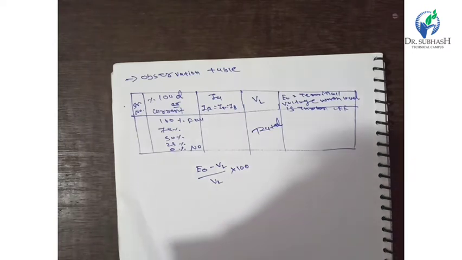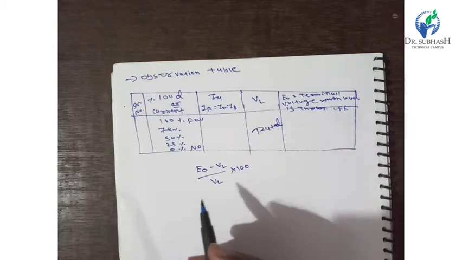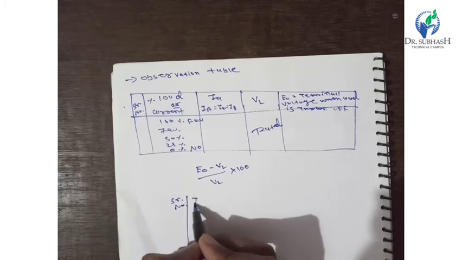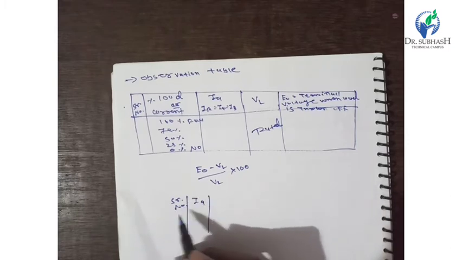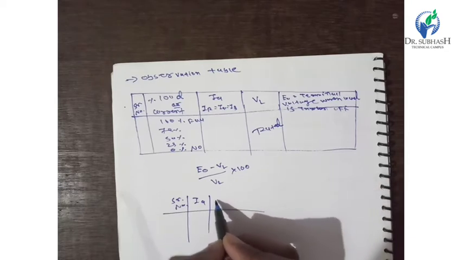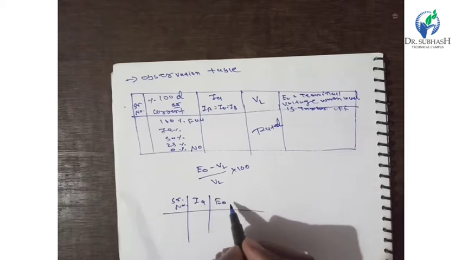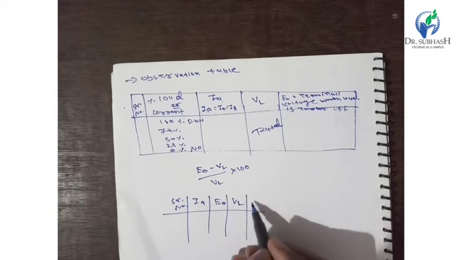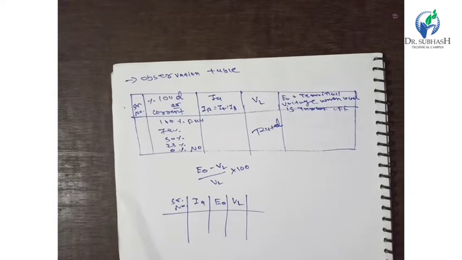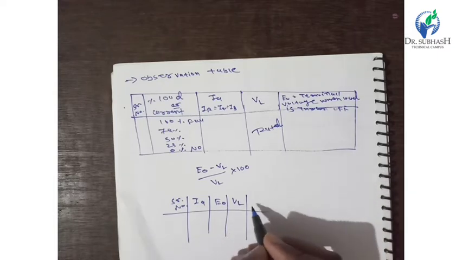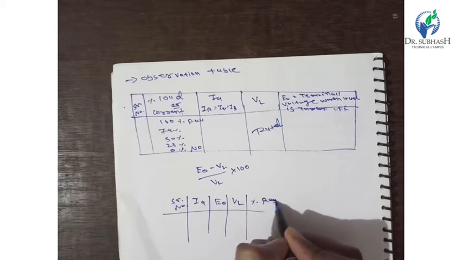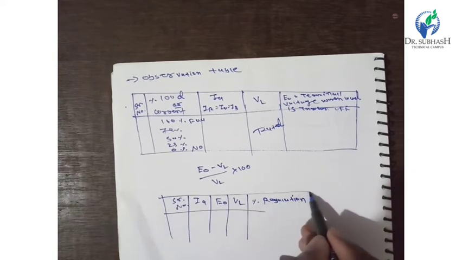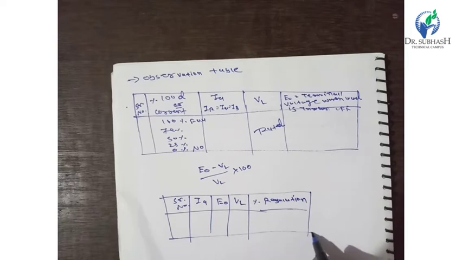In the resulting table, we write the serial number, the armature current, which starts from 0 value, the terminal voltage on load VL, and the percentage of regulation. So these are all the parameters in the resulting table.